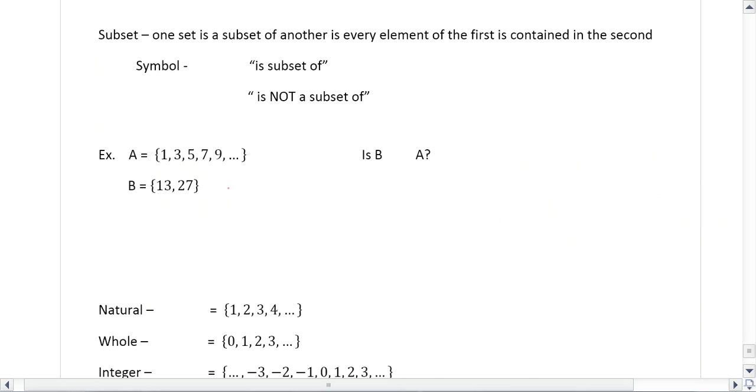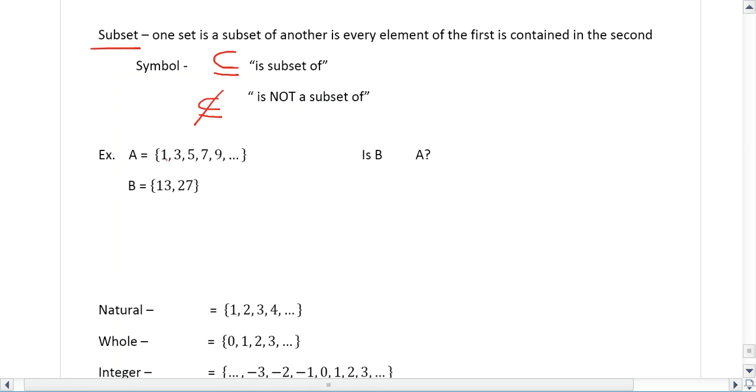All right, the next term we're looking at is subset. One set is a subset of another if every element of the first is contained in the second. The keyboard did not have this symbol, so it's kind of a sideways U, kind of curvy like this with a line under it. That symbol means is a subset of. And if we have that symbol with a slash through it, that means is not a subset of.